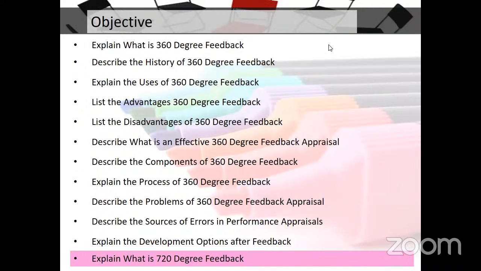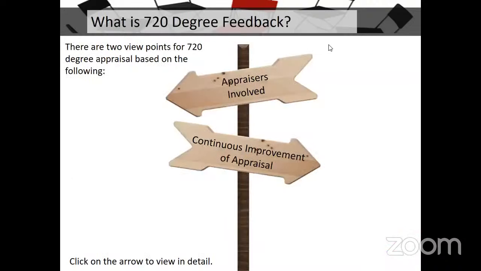So as I conclude, there's something that we call the 720-degree feedback. We've discussed intensively about the 360-degree. So this may be a new term to some of us, so I just want to give you a brief of what it is. The 720-degree feedback, like the 360, has two viewpoints. One is that the appraiser is involved in the continuous improvement of the appraisal. So it's more of a build-up of the 360 degrees.